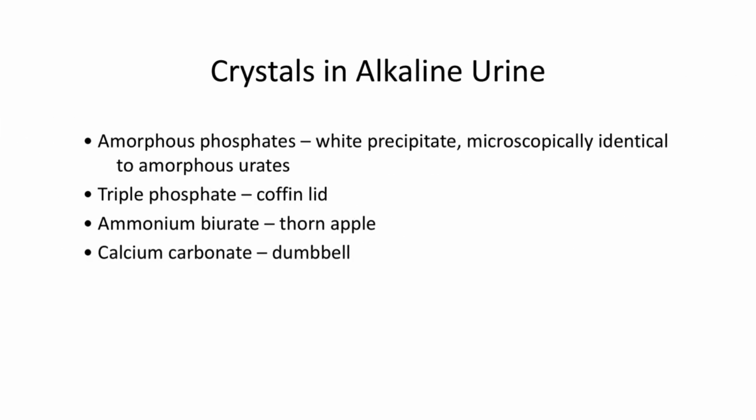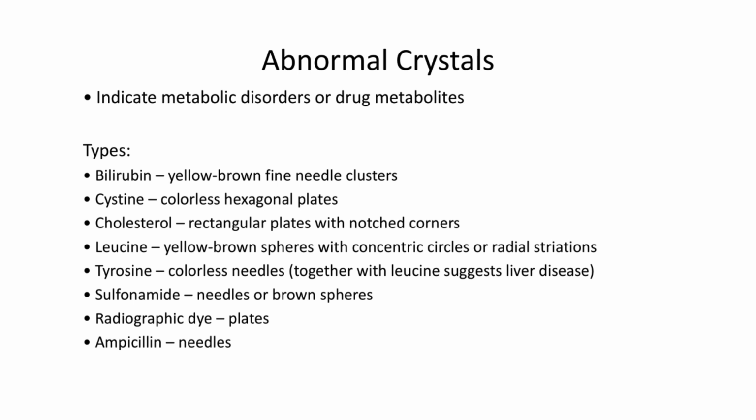In alkaline urine, amorphous phosphates form as a white precipitate and are microscopically identical to amorphous urites. Triple phosphate crystals resemble coffin lids, ammonium biurate crystals appear as thorn apples, and calcium carbonate crystals resemble dumbbells. Abnormal crystals often indicate metabolic disorders or the presence of drug metabolites.